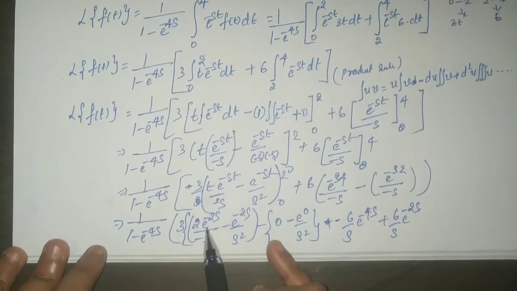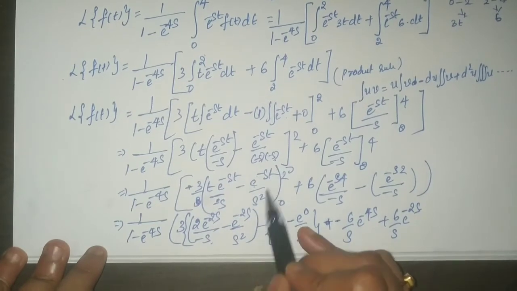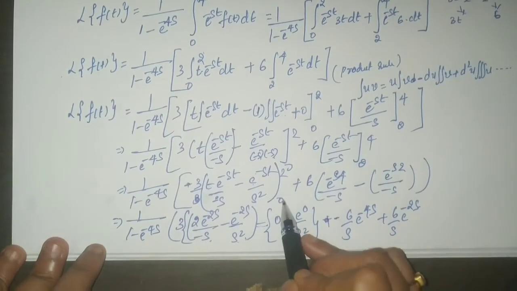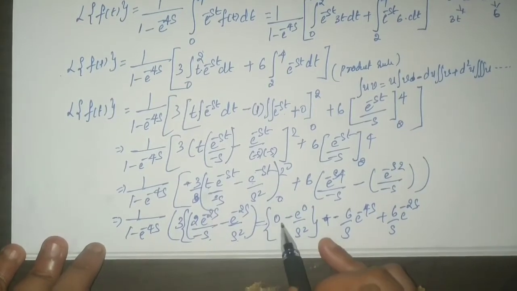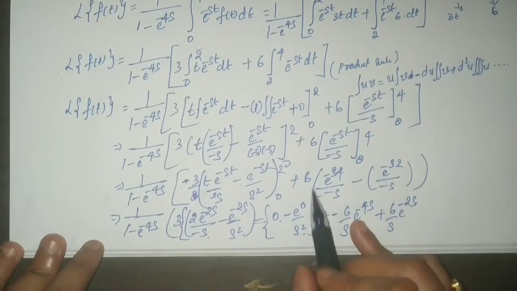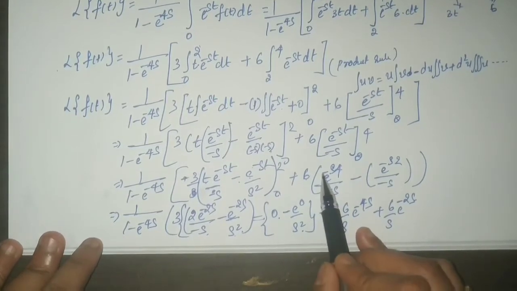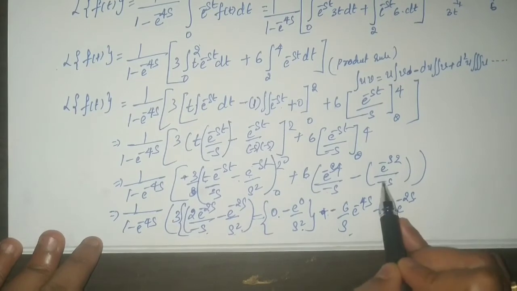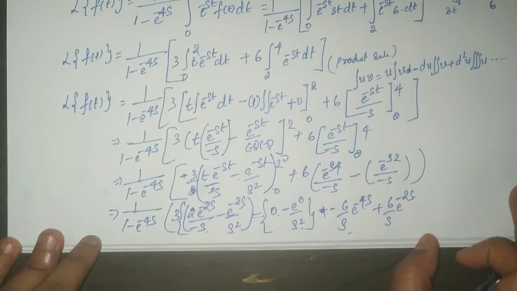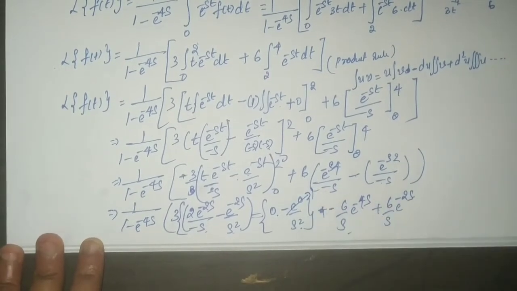So t is 2: 2 e power minus 2s by minus s, minus e power minus 2s by s square. This is for the upper limit, minus the lower limit, which is 0. When t is 0, the first term is 0, minus e power 0 by s square. Here we have simplified. I have taken the 6 inside, plus into minus minus, 6 e power minus 4s by s, minus of minus plus, 6 into e power minus 2s by s. So we need to start grouping the terms, and e power 0 is 1, we know, right.